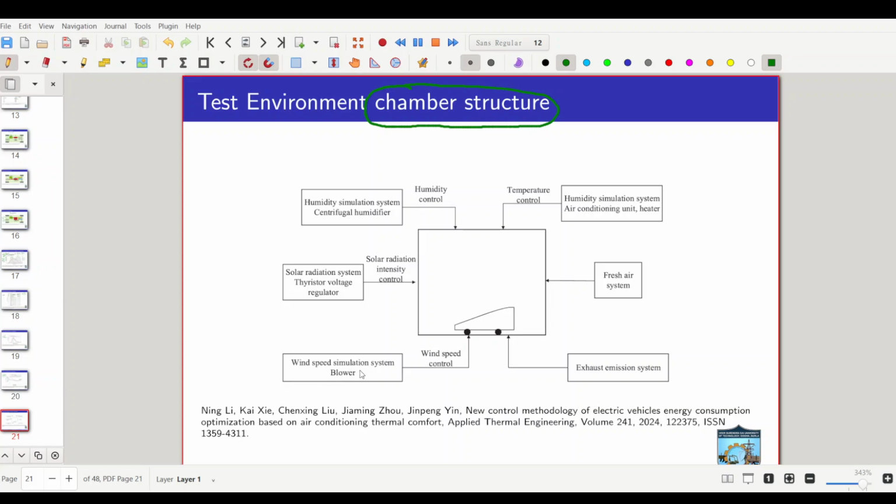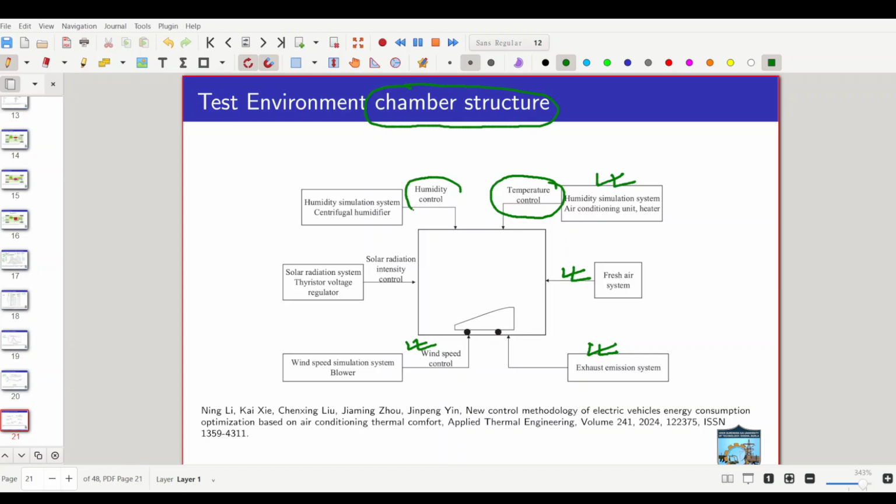We have a wind speed simulation system or blower for coolant wind speed control, because when the vehicle travels at a very high speed, the wind also provides the required cooling. That's why ambient temperature is very important. We have one exhaust emission system. For HEVs there will be an emission system. Fresh air system, humidity simulation system, air conditioning unit, heater to provide temperature control.